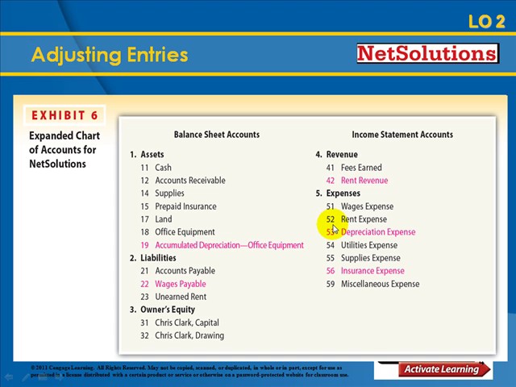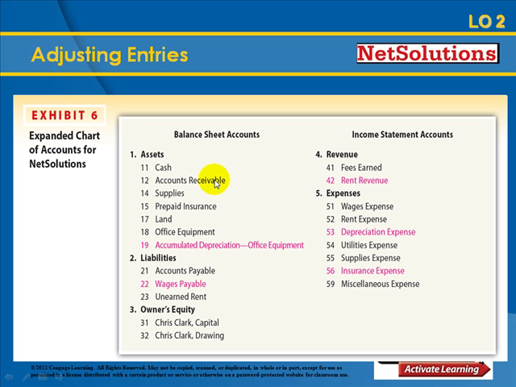This is a chart of accounts with an expansion based off of the adjusting entries. You see additional accounts added: accumulated depreciation for office equipment, wages payable, rent revenue, depreciation expense, and insurance expense. These accounts are actually associated with accounts that we've already used, and they're going to be used in the adjusting process. For example, depreciation expense and accumulated depreciation are used in the same adjusting entry.